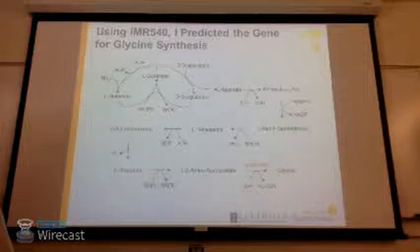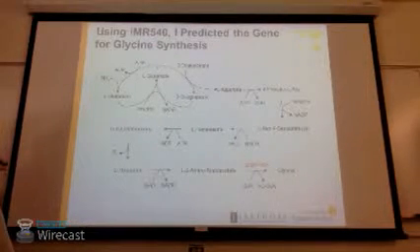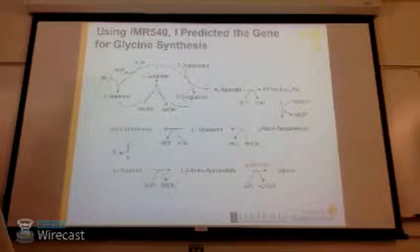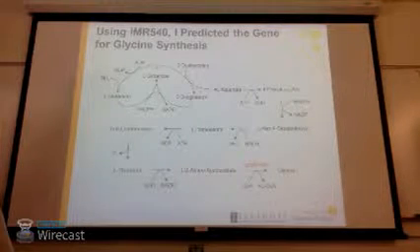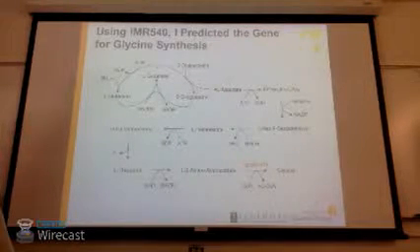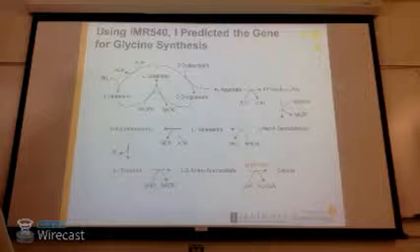And one of those things in my model was glycine synthesis. So glycine, it's right down here, it's an amino acid. We think it's essential for growing this organism. It needs to produce it somehow. And this is the way I think it produces it. And my model predicts this gene right here is the last step in glycine synthesis.